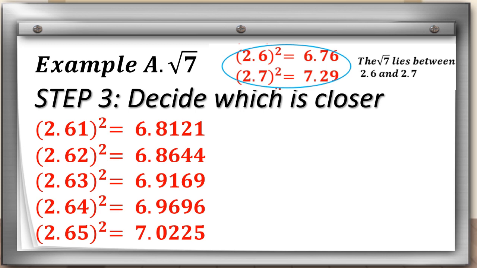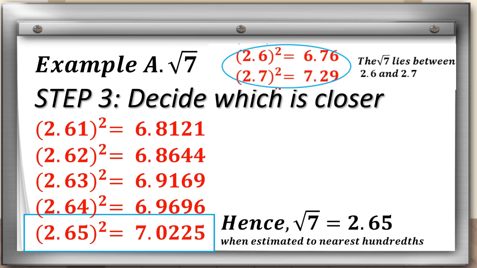mas malapit sa 2.6 than 2.7. Notice that 7 is closer to 7.0225 compared to 6.9696. Meanwhile, 7.0225 is the square of 2.65. Hence, square root of 7 is 2.65 when estimated to nearest hundreds.